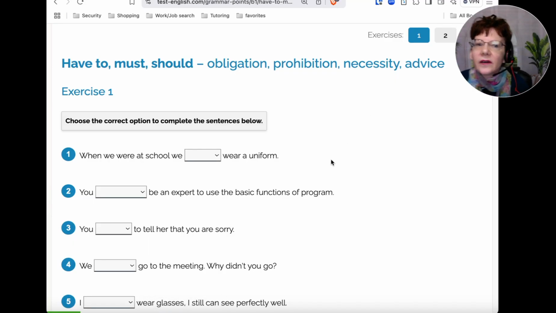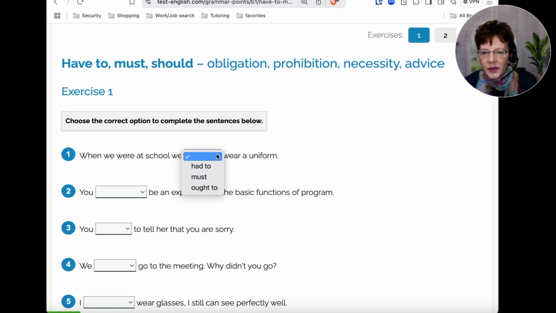Okay, here we are, exercise 1. What we'll do is choose the correct option from the drop-down menus. Number 1: when we were at school, we had to, must, or ought to wear a uniform. We're talking about a time in the past when we were at school. So what would we use? If you chose the top one, had to, this expresses external obligation, but in the past, so that would be correct.